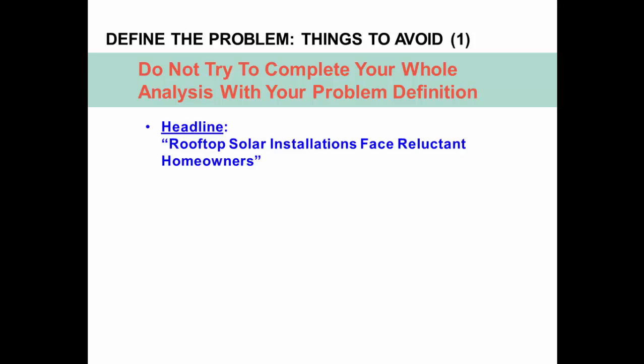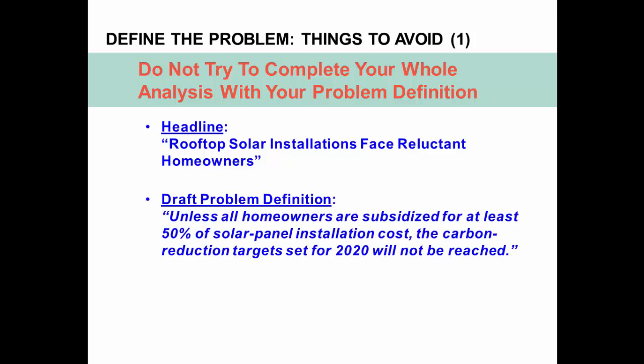You'll recall that we had a headline: rooftop solar installations face reluctant homeowners. A draft problem definition might read, unless all homeowners are subsidized for at least 50% of solar panel installation cost, the carbon reduction targets set for 2020 will not be reached. You can see how this statement captures a number of elements that should be looked at more carefully at later steps along the way in the eightfold path.